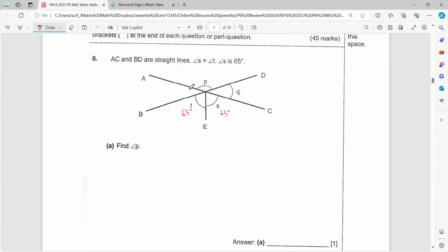Do you have a vertically opposite angles? Because you have two straight lines cutting through each other to form an X. So angle P is actually the sum of S and T. Which is 130 degrees.